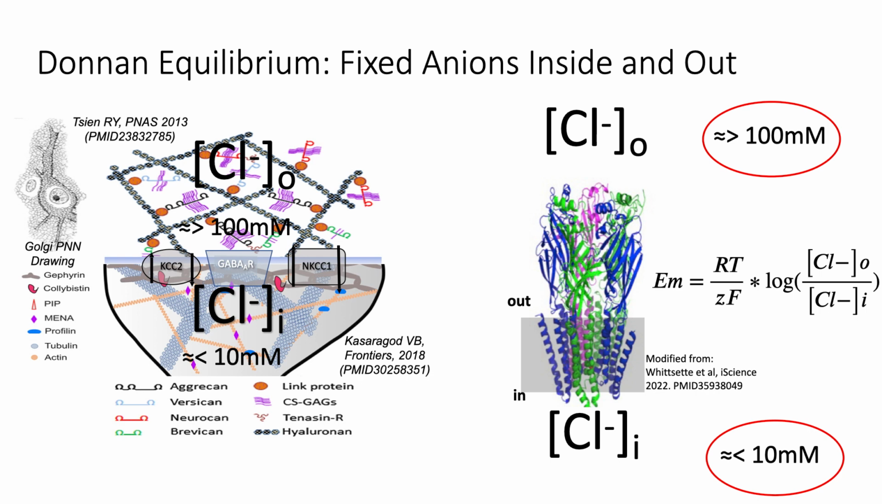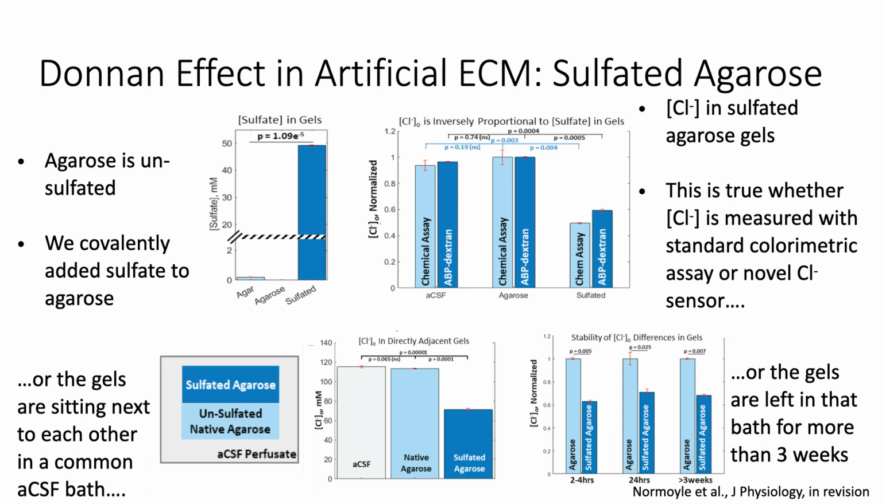And we shouldn't expect it to be, right? It's surprising that it's not, but we probably shouldn't expect it to be. Why is that? So the Donnan effect is, I'm going to show you some experiments briefly where we are taking a look at an artificial extracellular matrix. So what we did here was we used agarose.